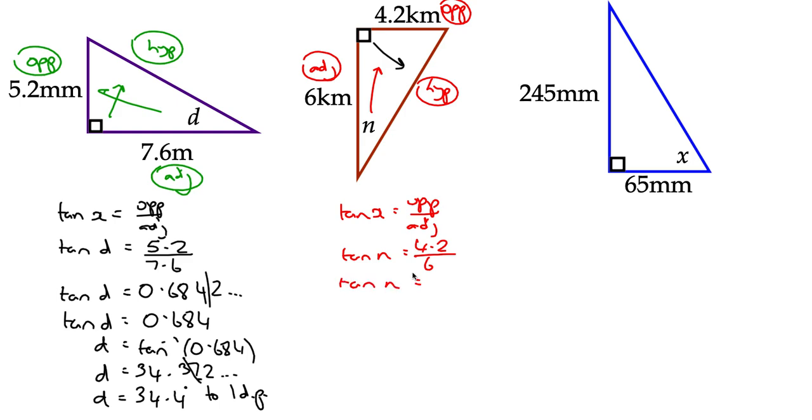4.2 divided by 6 is exactly 0.7. Again, you sometimes get numbers like that, and where you don't have to round them. N is equal to inverse tan of 0.7, and according to my calculator, that would be shift tan 0.7, 34.992.